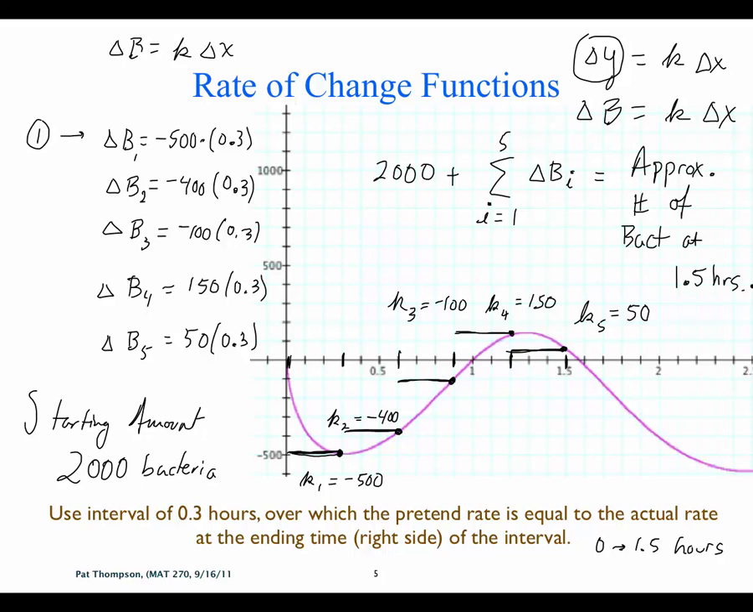Any questions? Yes, sir. So the smaller a change in X is, the more accurate you are? Yes. Make your change in X smaller, you get a better pretend rate function. But you pay for it, right? More work, right? So it's the trade-off. Okay, cards.